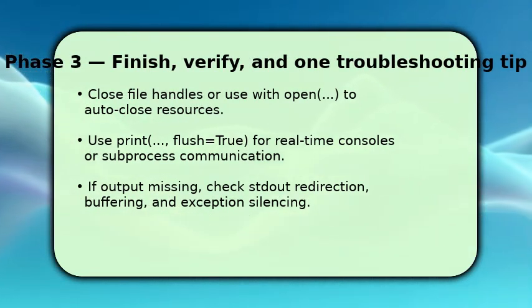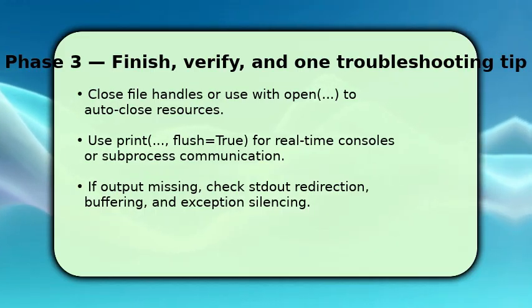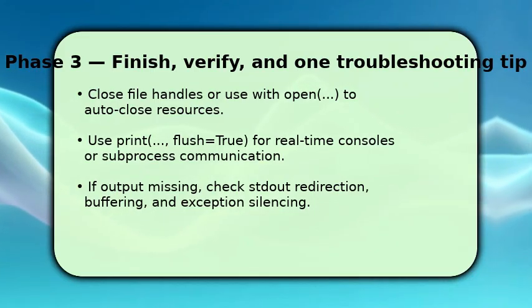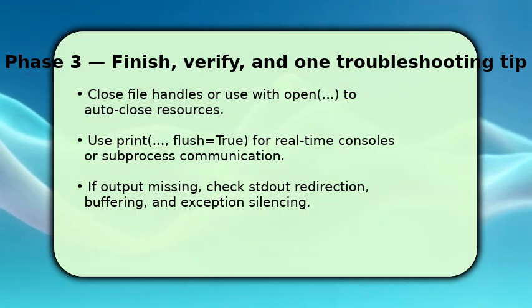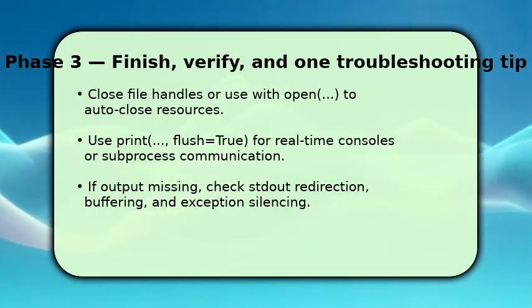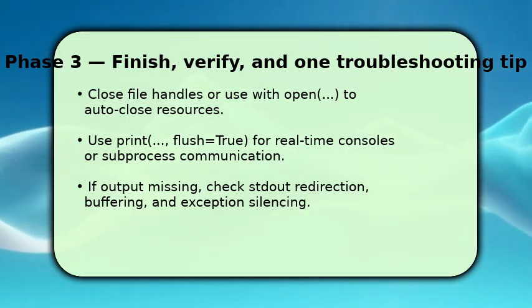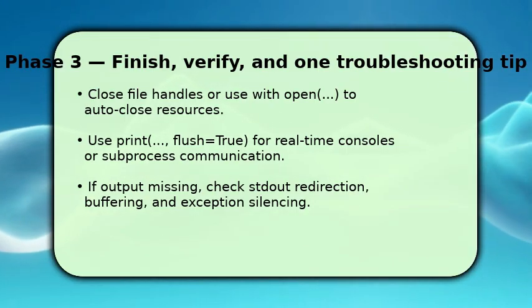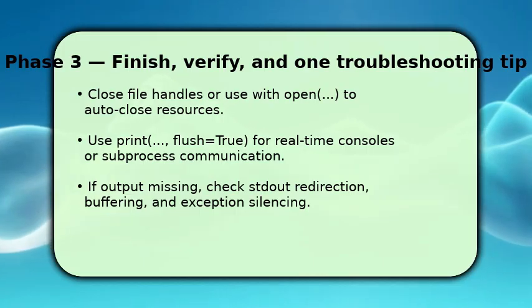Once done, verify buffering. Use flush=True or set buffering=1 for line buffering when writing to pipes or terminals. If you are sending output to other processes, confirm stdout is not redirected or captured by a framework. Troubleshooting tip: if you see nothing, check for exceptions that silence prints and inspect Python buffering and redirection settings before assuming code failure.